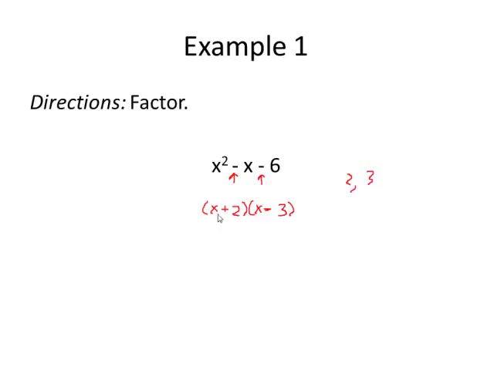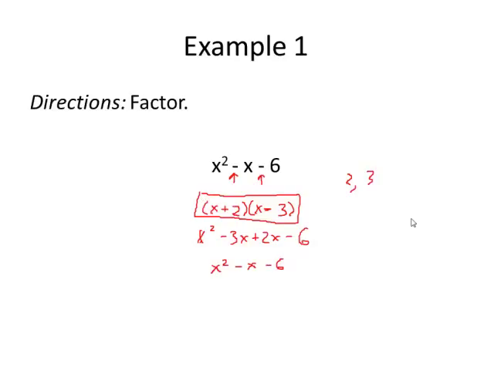If we check this using FOIL, we can multiply x times x and get x squared. X times negative 3 will be negative 3x. 2 times x will be 2x. And 2 times negative 3 will be negative 6. Now if we combine these two middle terms, we'll get our final solution of x squared minus x minus 6. So that means that indeed this will work.